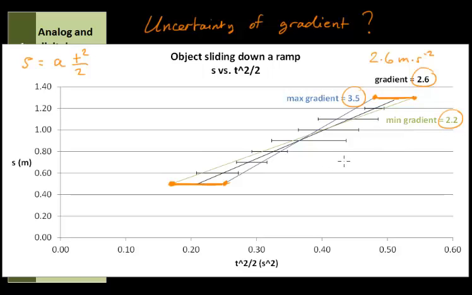So how do we get the uncertainty? Well, we get the spread between these two figures, 3.5 minus 2.2 divided by 2, and we obtain about 0.7. So the final result we found was 2.6 plus or minus 0.7 meters per second squared. In relative terms, what was our uncertainty? It was something like plus or minus 27%. So not great, but that's what the result is, and that's how you find the uncertainty on a gradient.